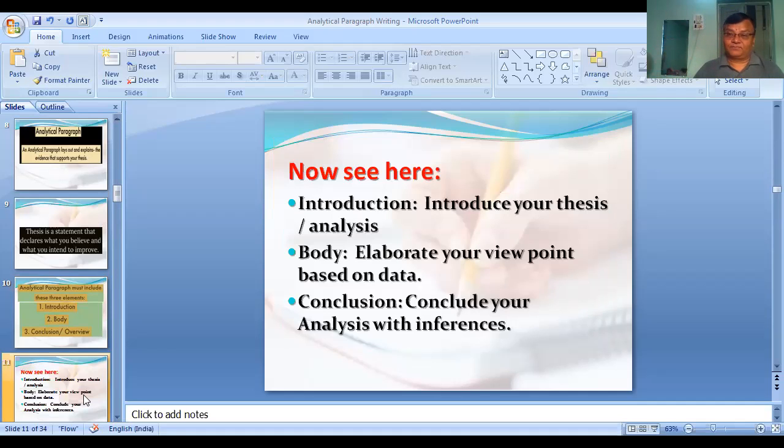You introduce your analysis with a heading, a very simple sentence. You start with what this chapter, this report, this graph shows you. In the body, elaborate your viewpoints based on data. You take three paragraphs on it: paragraph 1, paragraph 2, paragraph 3, and then the conclusion. Conclude your analysis with an inference. What have you understood by it?